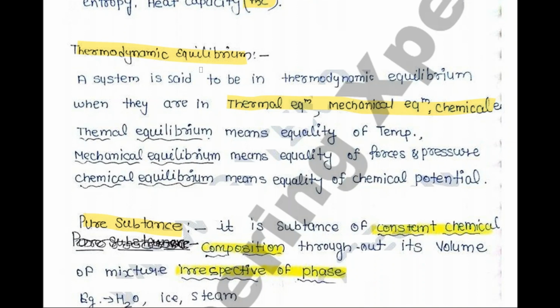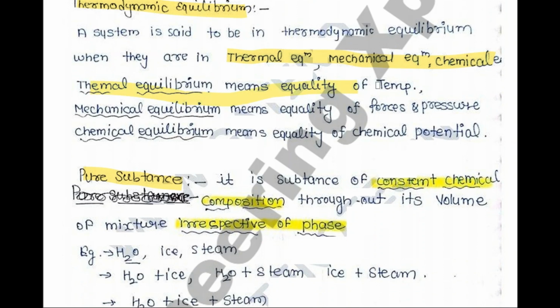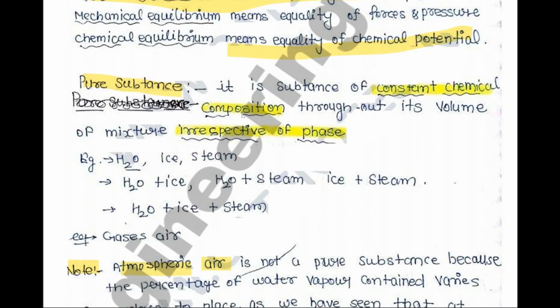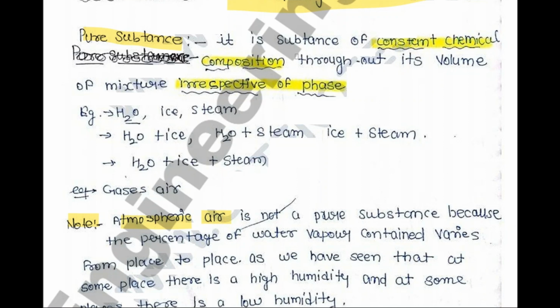This refers to the state when two systems are in thermal, mechanical, as well as chemical equilibrium. Thermal equilibrium means temperature equilibrium should be there. Mechanical means pressure forces should be equal, and chemical refers to the chemical potential. Suppose they are reacting with each other, then the rate of the forward and backward reactions should be the same. So let's discuss pure substance.